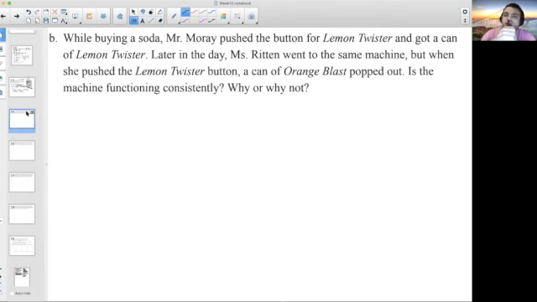All right, so here's the one scenario. I'm buying a soda. I'm going to push a button for lemon twister, and out is going to come lemon twister. Now, later in the day, my best friend in the whole wide world, Miss Ritten, went to the same machine. She's going to push the lemon twister button, and she's going to get a can of the orange blast. Okay? She's a little bit upset by that, though, right?